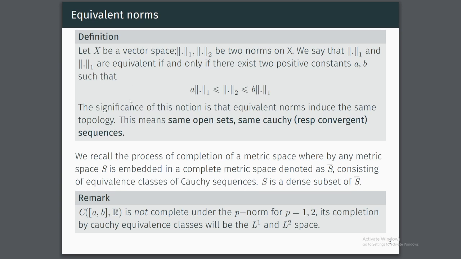Okay. The significance is that if two norms are equivalent, they're going to have the same open sets, the same Cauchy sequences, and convergent sequences. So a strategy you can often use is to prove one space complete and then try to prove it's equivalent to a norm that you want to prove is complete. That's what we're going to see occur in the homework, I think.